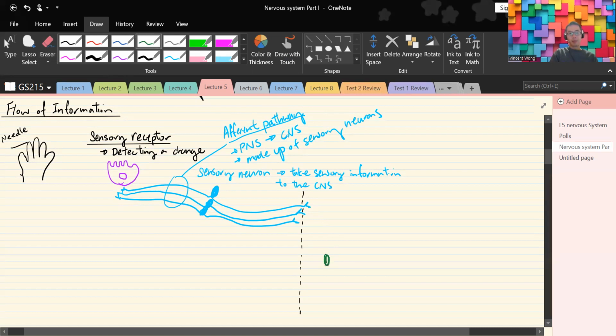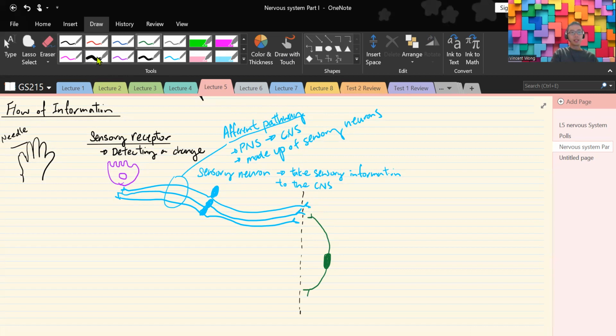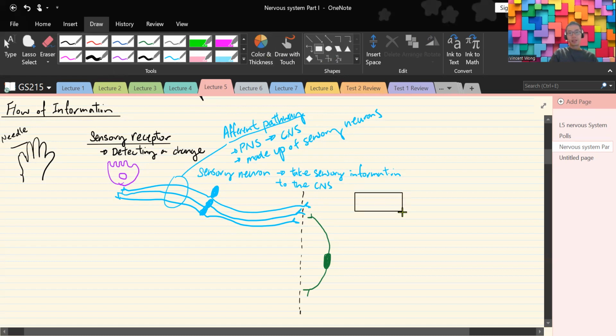Okay, so then the information is going to travel through the sensory neurons, and we are going to have another type of neurons in the central nervous system. What do we call this neuron that is within the central nervous system? Interneurons. That's right, thank you. This is the CNS, and this is the PNS. Okay, so CNS is brain plus spinal cord. So within the spinal cord or the brain, we have the interneuron.